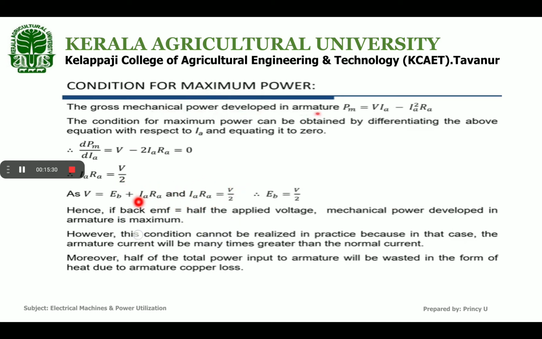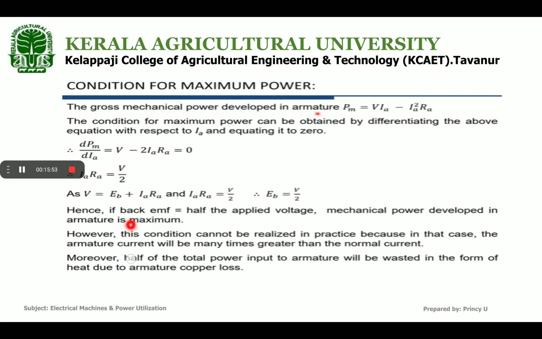Substitute IaRa is equal to V by 2 in this equation. So substitute here V by 2. Then what happens? Eb is equal to V minus V by 2, or we get Eb is equal to V by 2. So from this equation what you get? If the back EMF is equal to half the applied voltage, the mechanical power developed in the armature becomes maximum.